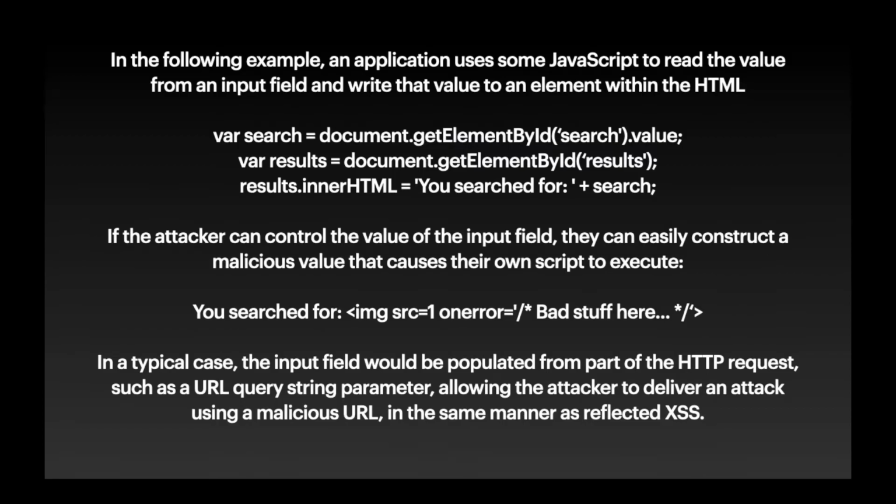So let's consider this example. Here, an application uses some JavaScript to read the value from an input field and write that value to an element within the HTML. This is the variable search, which equals document.getElementById search.value. So this will get the value of the search parameter, and variable results equals document.getElementById results, and results.innerHTML equals "you searched for" plus search. So whatever you have searched, it will come after "you searched for".